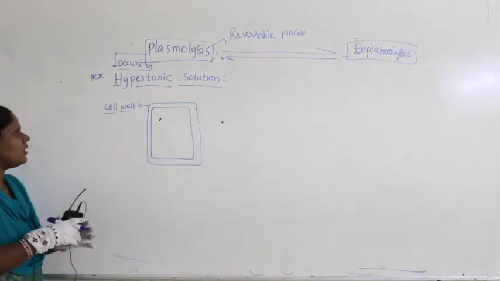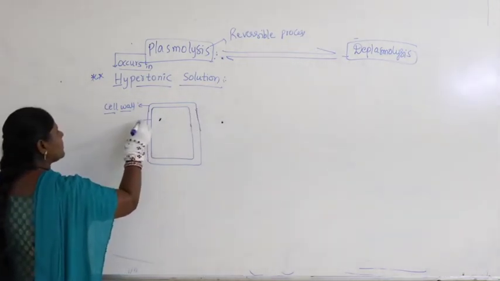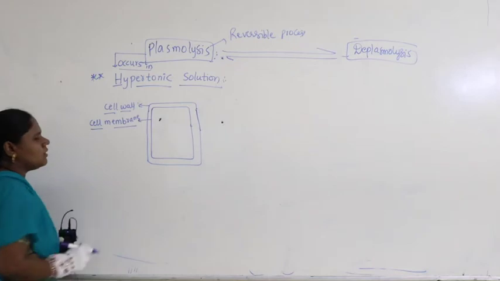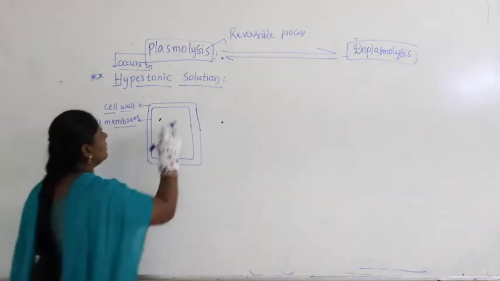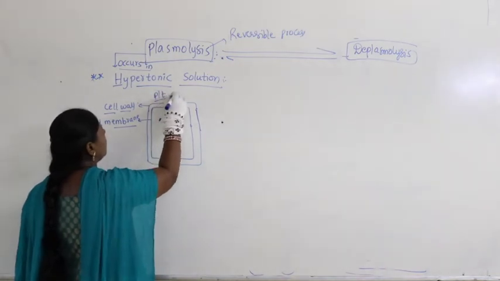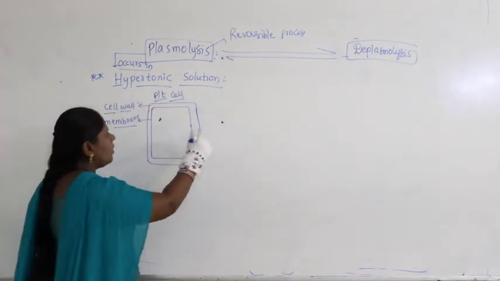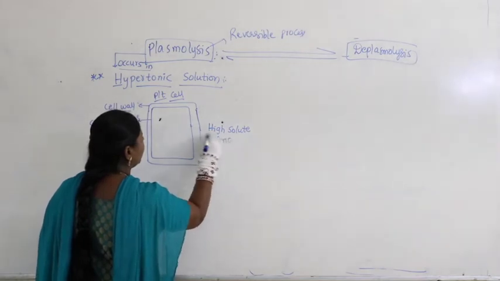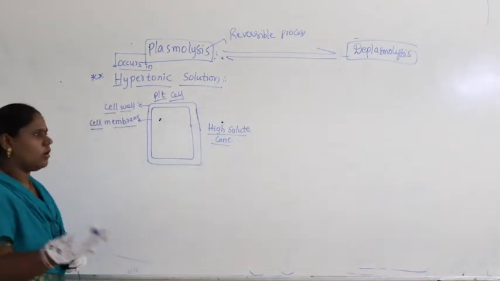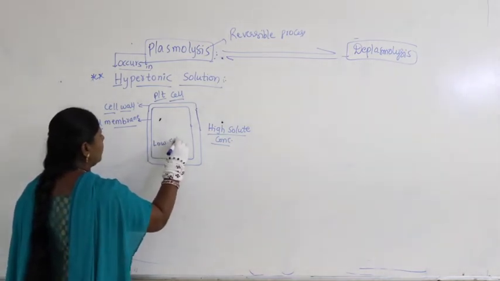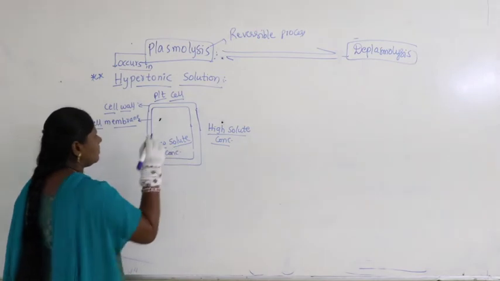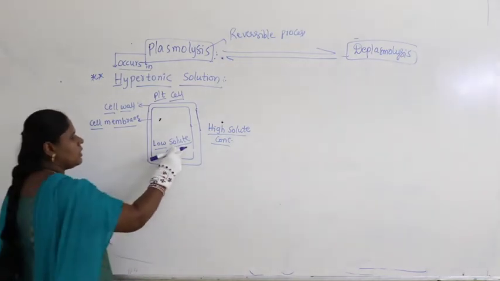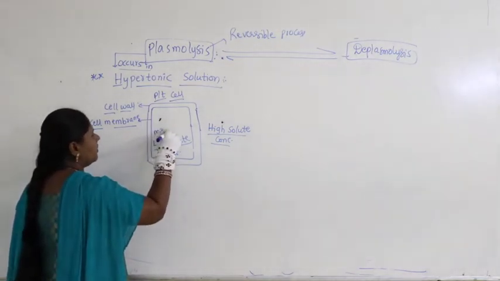In cytology we discussed this, right? Inside the cell wall, what you find is the cell membrane. So what happens here: the plant cell is kept in hypertonic solution. Means what? Outside the cell you find high solute concentration. It is obviously understood that inside the cell you find low solute concentration. Now when solute concentration is low, you find more water.